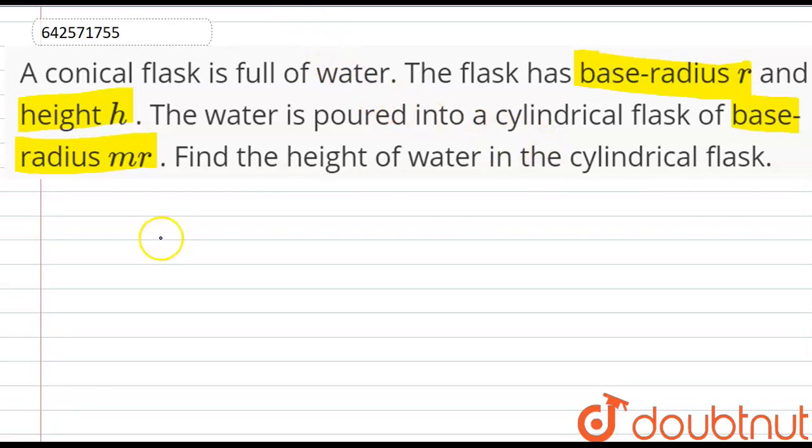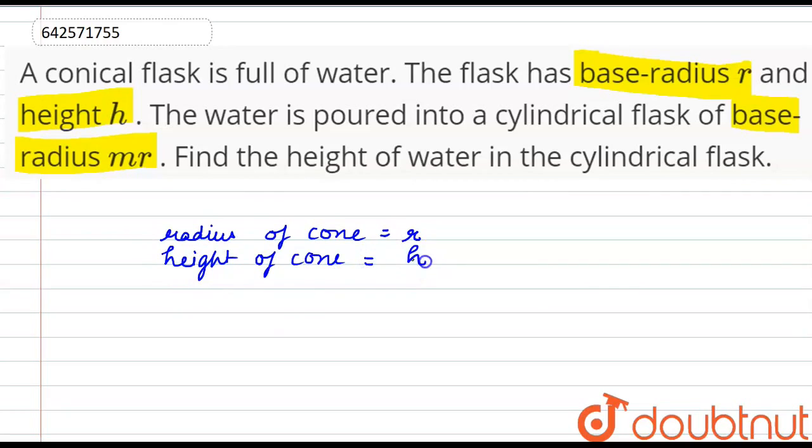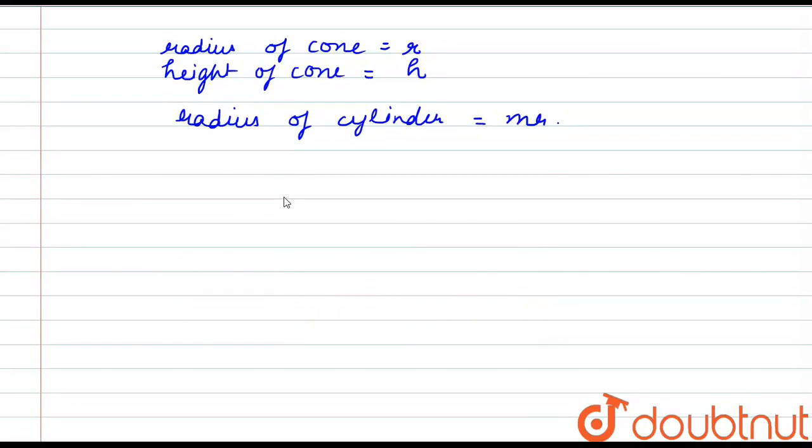Okay, so we are given that the radius of cone is r and height of cone is h, and we are given that the radius of cylinder or the cylindrical flask is mr. So if the water is poured from the conical flask to the cylindrical flask, the volume of the conical flask would be equal to the volume of the cylindrical flask.